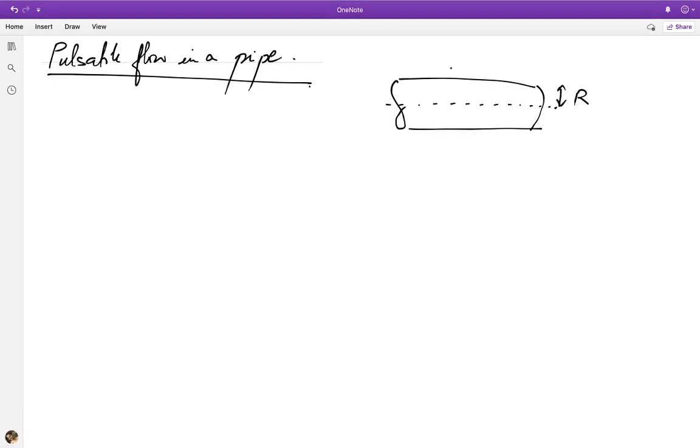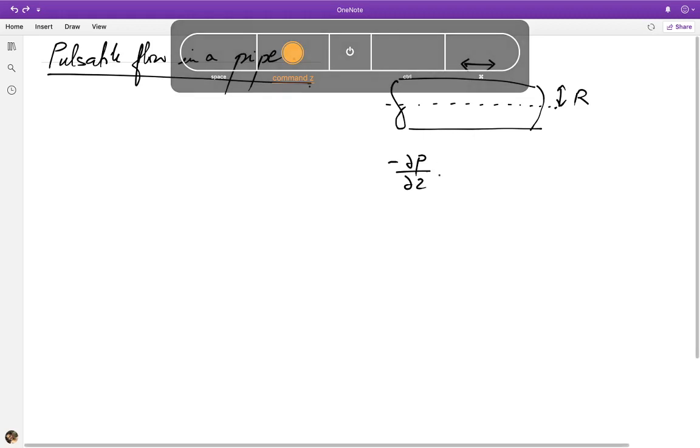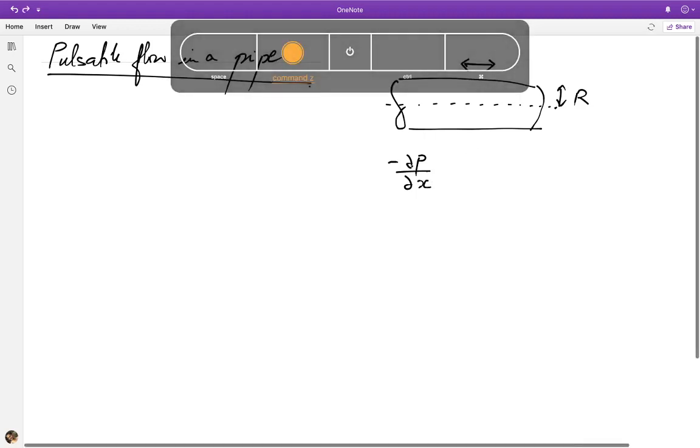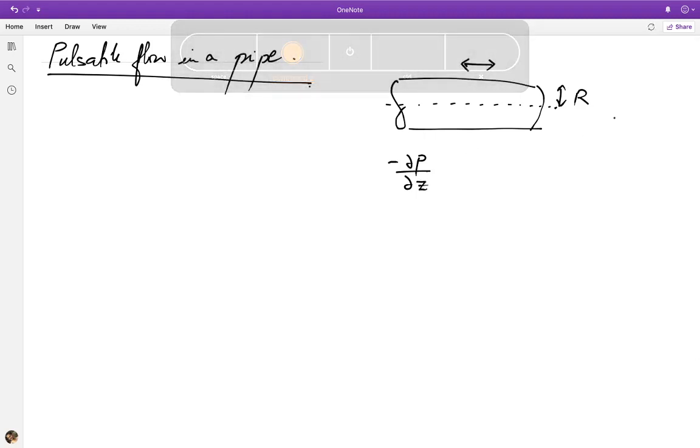The idea of it being pulsatile is that the pressure gradient that's driving the flow is going to be oscillatory. So minus dP over dz, let's say dP over dx. So this is the x direction, or sorry, I'm using cylindrical coordinates, so let me revert back to z. So this is the r direction, this is the z direction, and we're going to assume axisymmetry for the flow. So things in the theta direction are uniform, or non-varying in theta.